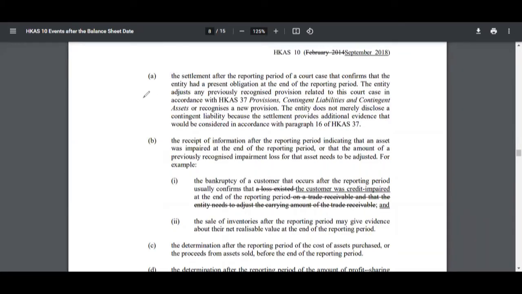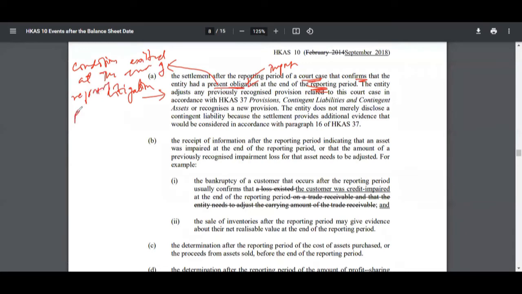In example A, basically it's talking about litigation. The settlement after the reporting period of a court case that confirms that the entity had a present obligation at the end of the reporting period. So this is important. This tells you the conditions existed at the end of the reporting period, and therefore this is an adjusting event, and the company will have to adjust the provision amounts.